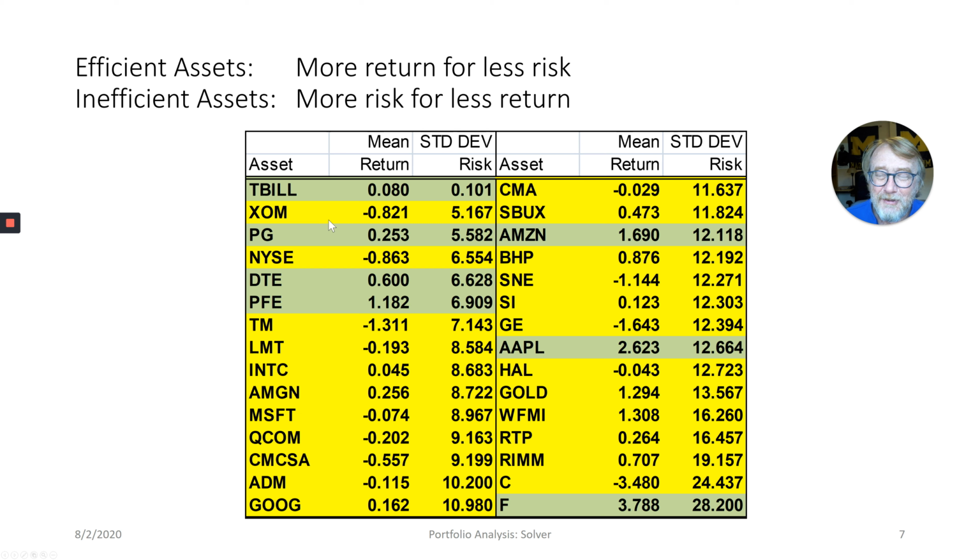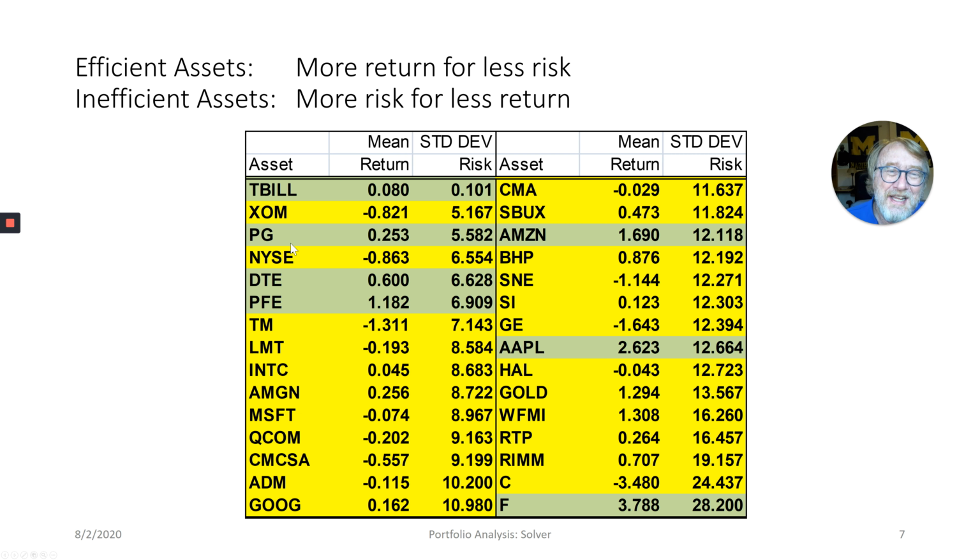Next is ExxonMobil, and the return is actually negative, right? That's not a good thing. If you knew that, you probably would not have invested in ExxonMobil. So that would be inefficient. I'd rather have a T-bill than ExxonMobil. I'd rather have a little bit of a return than a negative return.